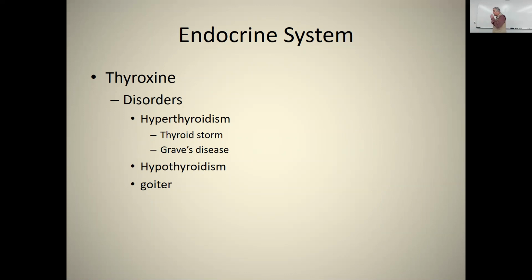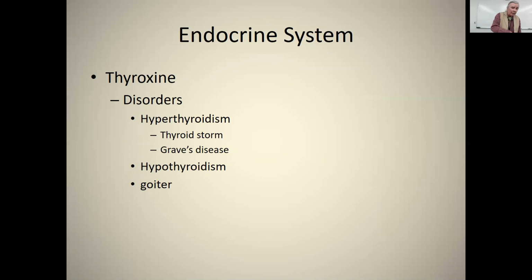A couple of disorders of thyroxine. As usual, the disorders are too much thyroxine, too little thyroxine. Hyperthyroidism is sometimes called thyroid storm or Graves' disease. And you become really, really anxious, your metabolic rate goes up, you start sweating. Actually, many people, their eyes start to bulge because there are fat pads behind the eyes. And the thyroid hormone causes those fat pads to increase or something. Even though it stimulates lipolysis, it makes those fat pads and your eyes start to bulge. And you're really jittery.